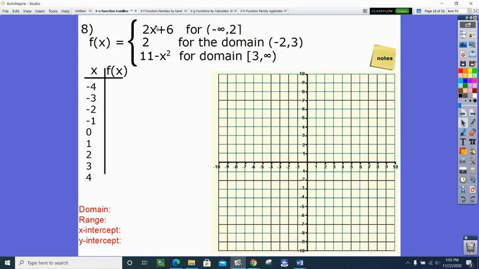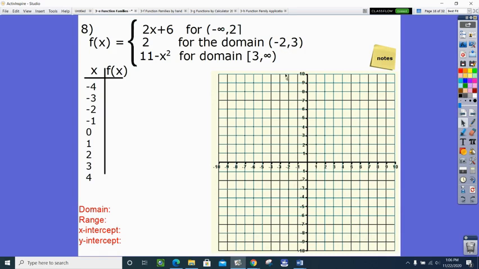And basically what this is, you're going to use 3 different functions. So f of x equals 2x plus 6 is going to be used for part of the domain. F of x equals 2 is going to be used for part of the domain. And f of x equals 11 minus x squared is going to be used for part of the domain as well. So basically, if you look here, for all the numbers up to and including an input of 2, for all of these numbers up to 2, you would input into the top function.